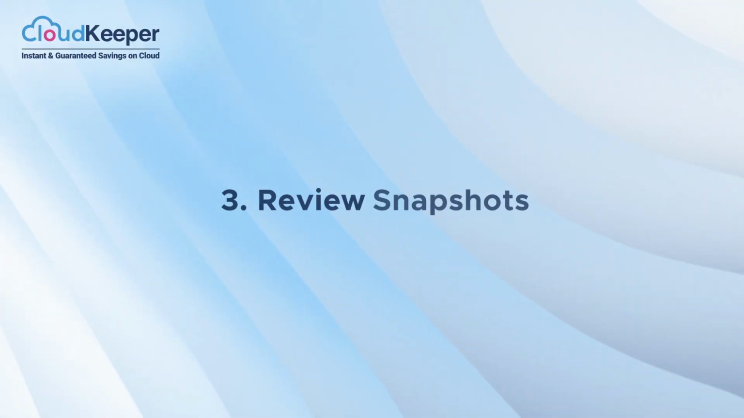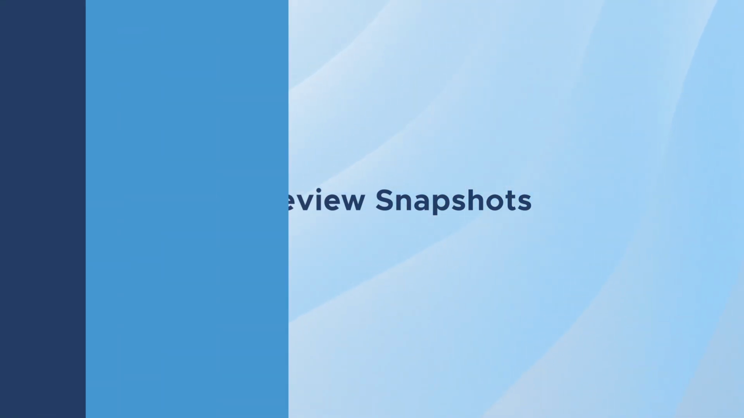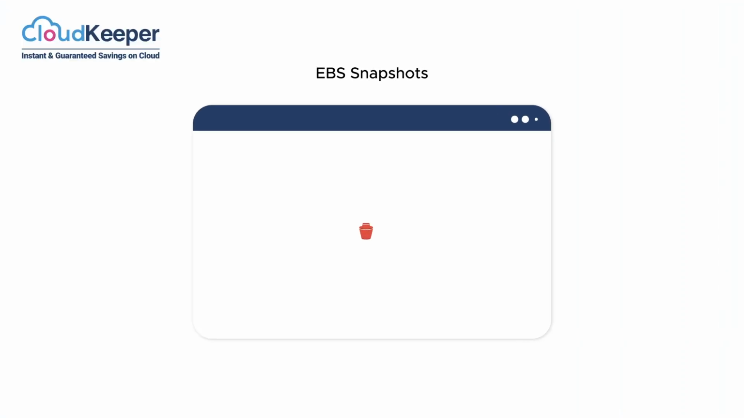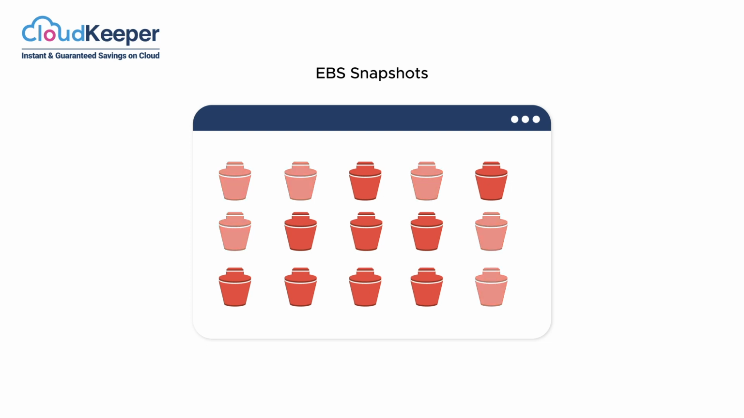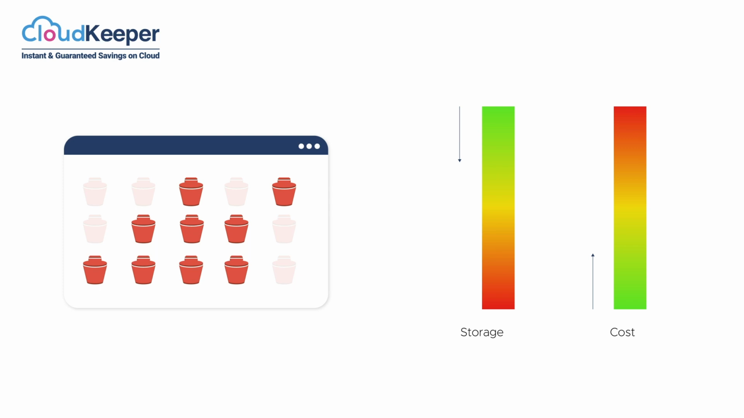The third method to reduce your AWS costs involves reviewing your snapshots. Snapshots are copies of data from Amazon EBS volumes captured at a specific point in time, serving as backups for data recovery in the event of loss or failure. Review your Amazon EBS snapshots and identify those that are no longer necessary. Over time, snapshots from outdated or terminated instances may accumulate, occupying storage and incurring unnecessary costs.